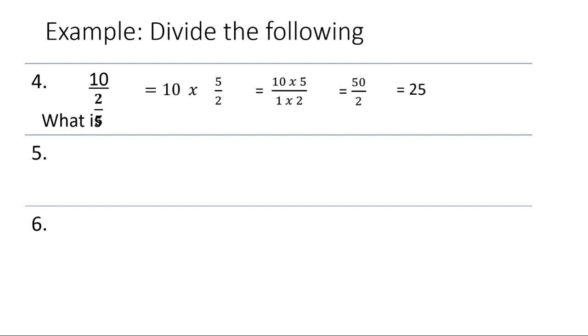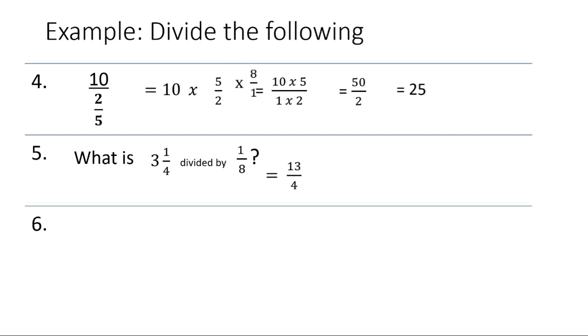Another example, what is 3 and 1/4 divided by 1 over 8? So first, change the mixed fraction to improper fraction. 3 and 1/4 is equivalent to 13 over 4. And then, get the reciprocal of 1 over 8, that is 8 over 1. Multiply the numerators, 13 times 8, and then the denominators, 4 times 1. So we'll get 13 times 2 is equal to 26.